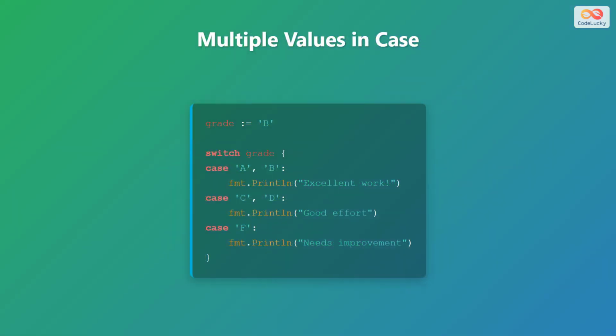Go's switch statements also allow you to specify multiple values for a single case. This is particularly useful when you want to execute the same code block for several different values. As we can see here in this example, the grade variable holds a character. The switch statement checks the grade. If the grade is A or B, it prints "Excellent work". If the grade is C or D, it prints "Good effort". And if the grade is F, it prints "Needs improvement".